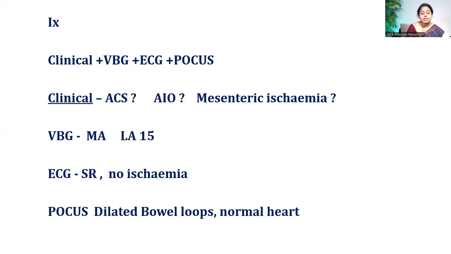This is something sinister. So acute pain with a lactate of 15 means there should be some underlying serious pathology. And unfortunately, this patient's ECG showed sinus rhythm, there's no ischemia. So we came to a very doubtful condition. What could it be? We did a point of care ultrasound and found significantly dilated bowel loops, but the echocardiography was normal. So no wall motion defect in the heart or pericardial effusion. So then we came to the diagnosis, could it be purely an abdominal pathology?